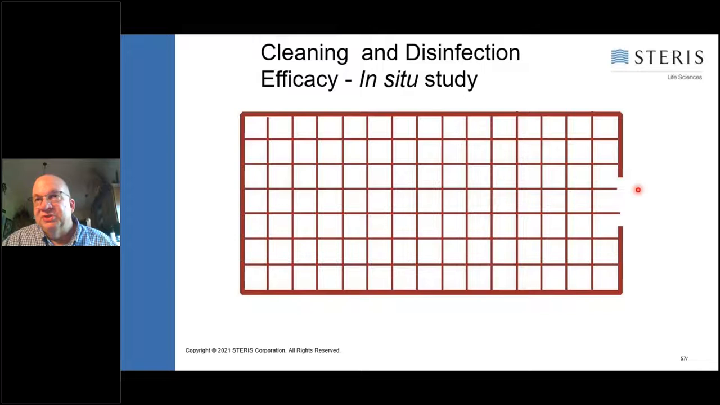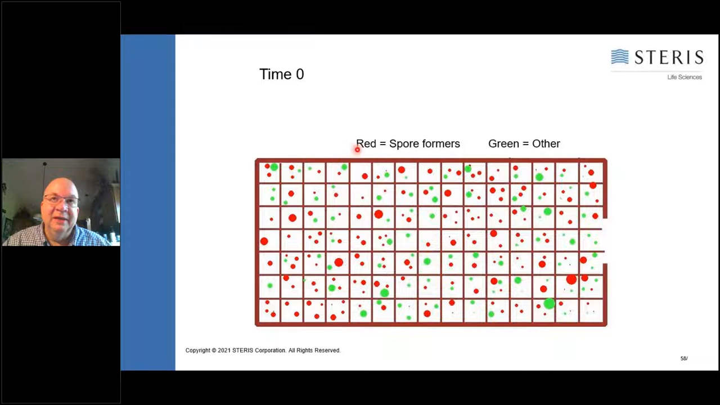So this is the grid, the roadmap, so to speak, of my clean room with all the different grid boxes. And what we have done is we take environmental monitoring. So Carol from Genentech went in. The red represents all of the spores in the clean room, so fungal and bacterial. Green represents all the vegetative bacteria, mainly brought in by my operators in the room.